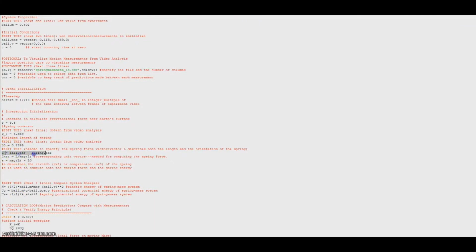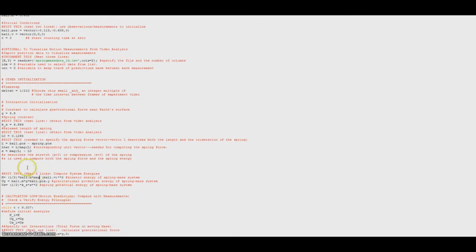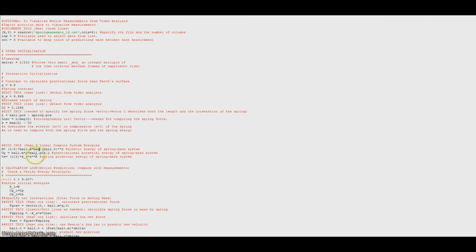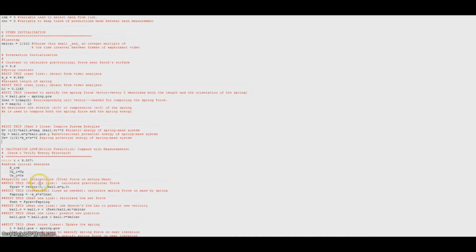Here is the length of the spring and here is the orientation of this, and this is the stretch or compression of our spring. In these lines down here we compute the system energies, which are the kinetic energy, the gravitational potential energy, and the spring potential energy, which are the energies involved in the system.